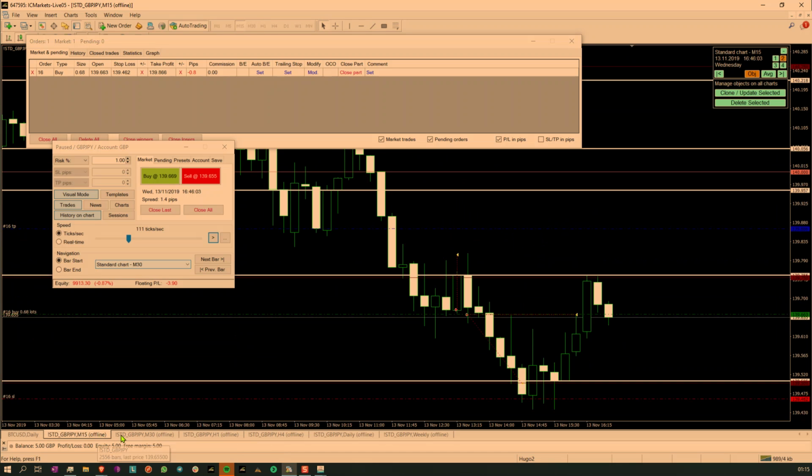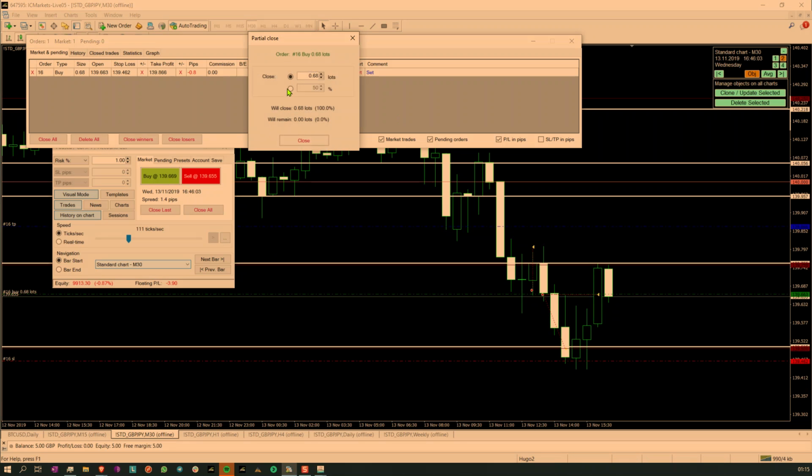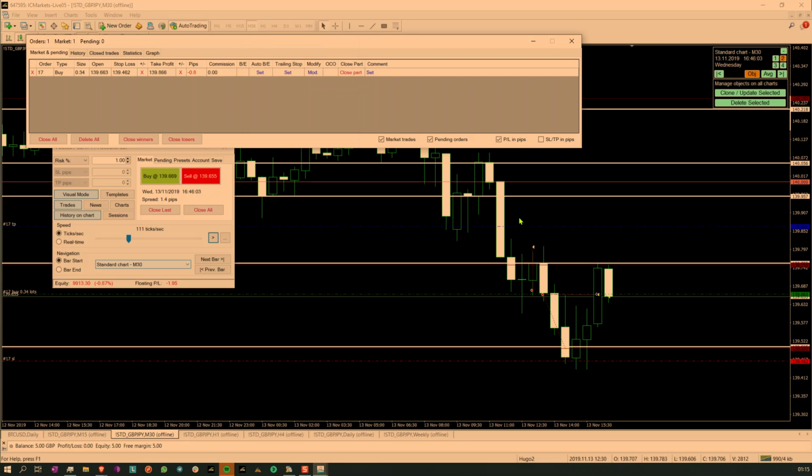Yeah, I'm trusting the 1 hour more than the 30 minutes. But it's risky to stay in the trade. I should cut 50%. So yeah, close partial, 50%. If we break the high here again, I'll get in again. Let's see.